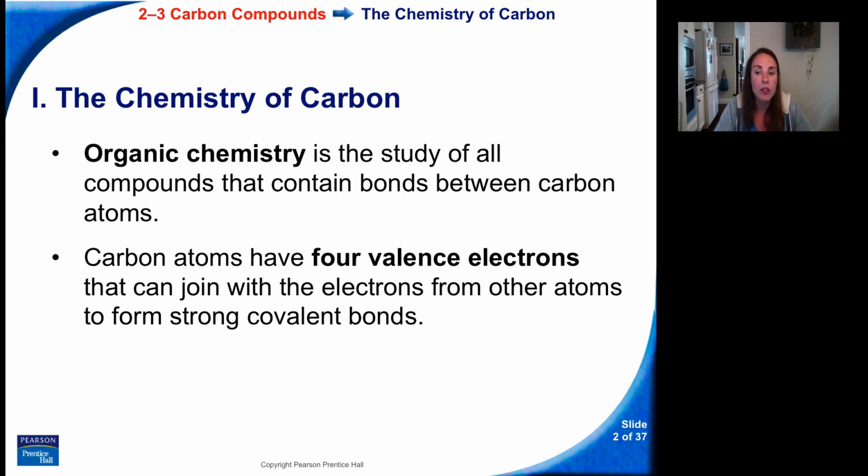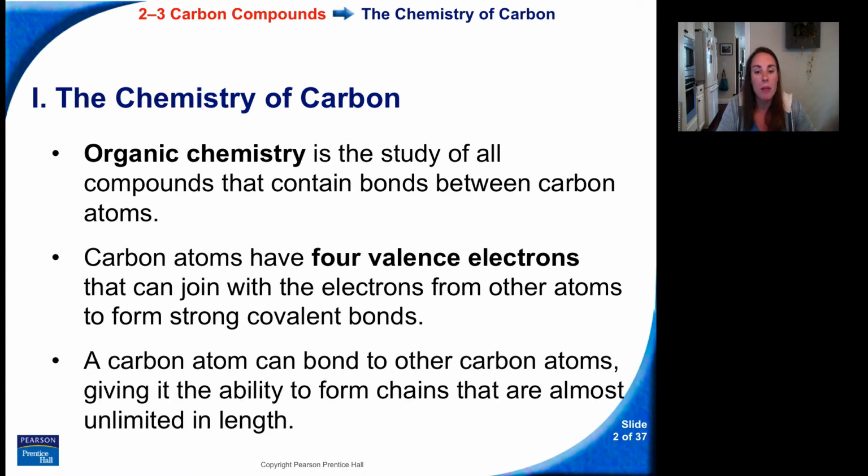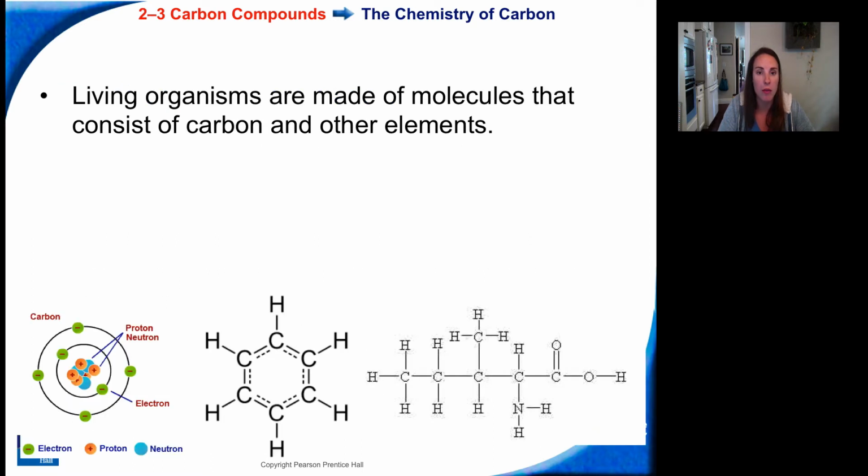And as you learned in the first section, atoms want 8 valence electrons to fill their orbital. So because there's only 4 in carbon, it wants 4 more. So it can make up to 4 bonds. So it can bond to other carbon atoms, giving it the ability to form chains that are almost unlimited in length. This is what is unique about carbon, is the fact that it can form 4 bonds and it can bond with itself in these long chains, and it actually forms other structures as well.